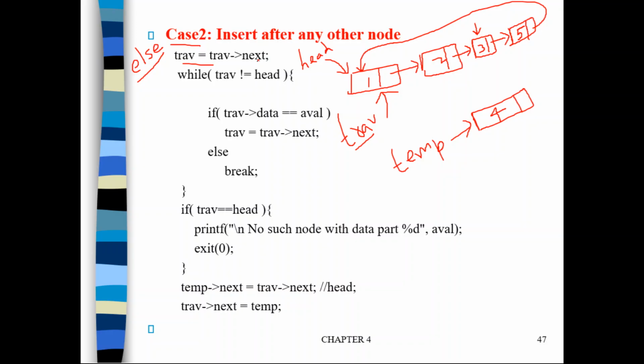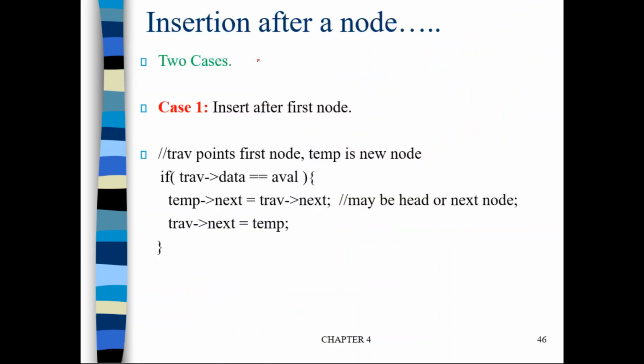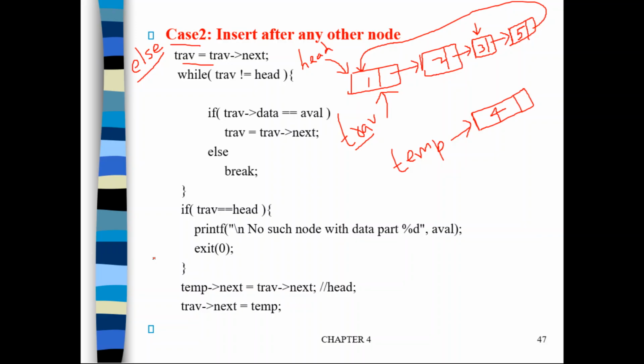I think it makes sense, because only in this if case should traverse point to the first node. If this is not satisfied, then it means we don't want to add a new node after the first node; we want to add somewhere else. So first we are making traverse point to the second node. That is what this statement does. When you say traverse equal to traverse arrow next, now traverse points to the second node.